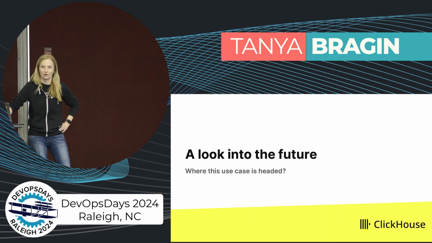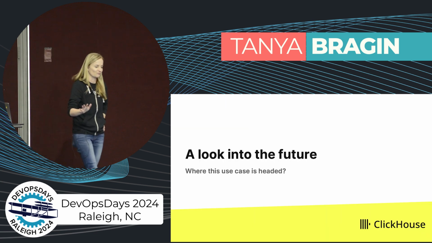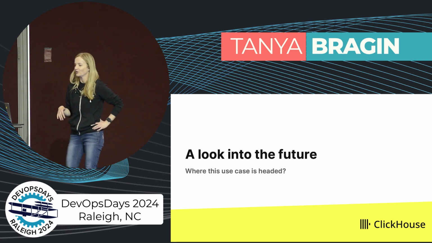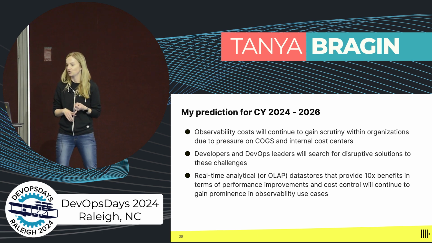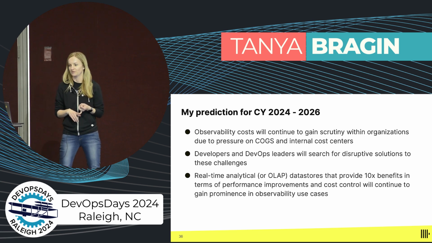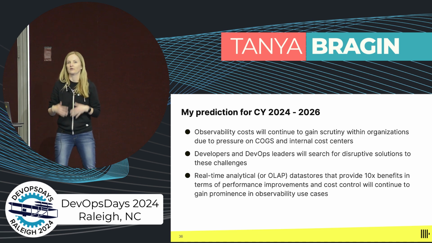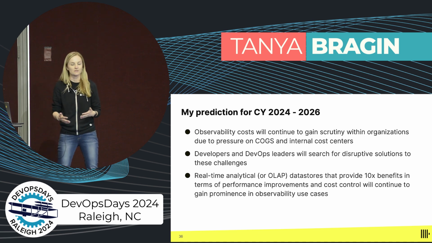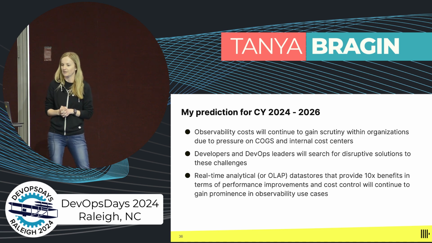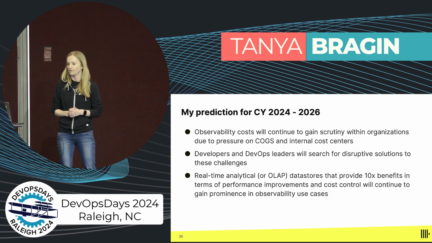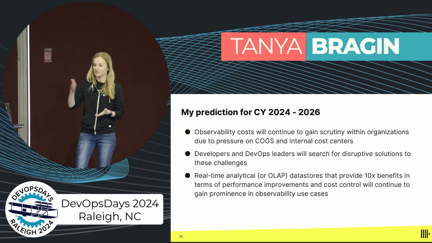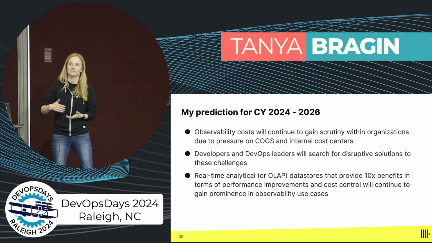My prediction, and I'm not Gartner, I realize, but let me just tell you my prediction. We'll see. If you invite me next year, maybe we'll see if it plays out. I do think observability costs will continue to gain scrutiny from our leadership in this industry, not just due to the economic times. It's just, as every industry matures, we get more and more savvy and we start asking questions, including around efficiency. As a result, DevOps engineers will continue to search for disruptive solutions to various challenges, including cost and performance. And I do think that real-time OLAP databases, the ones that provide the 5 to 10x benefits, will continue to help us on this journey.